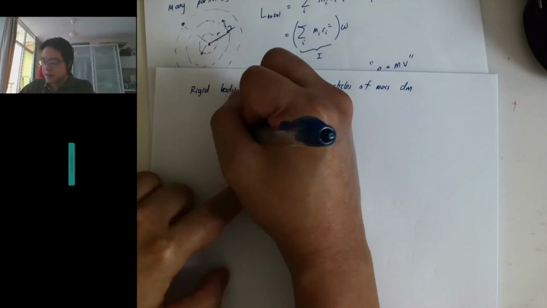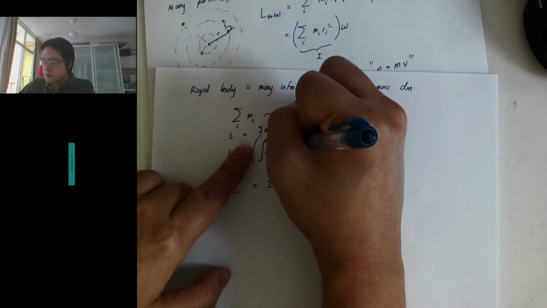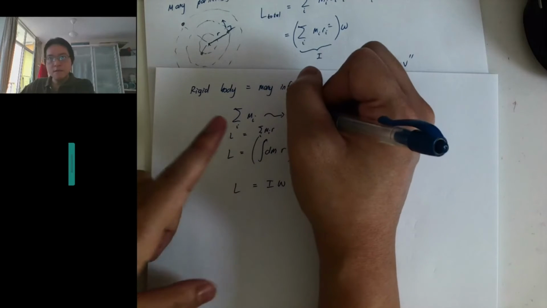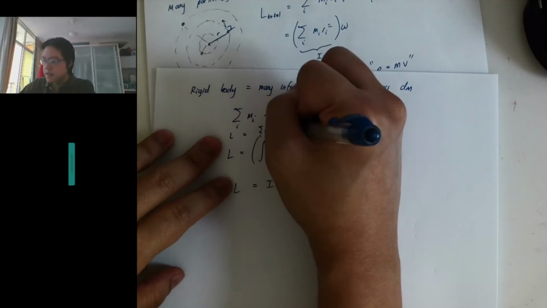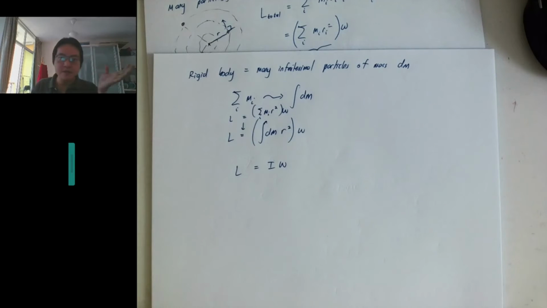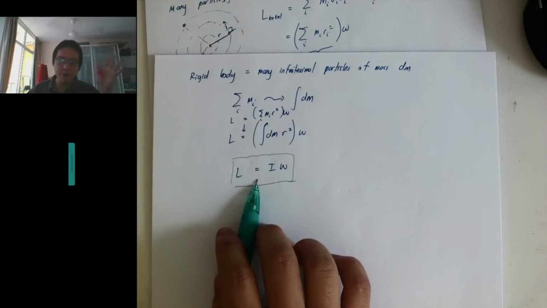I think I went too fast. This is what we did for point particles. It's the integral of dm r squared, and then times omega. So you change it into this form: L is equal to I omega. The reasoning is the same: we consider many infinitesimal particles, and then we include all the total sum. So for a rigid body, it's just many sums of particles. At the end of the day, this is what we want. This is the important point.